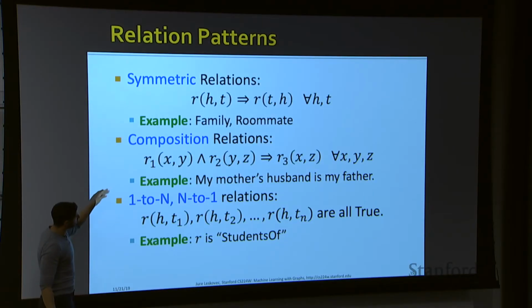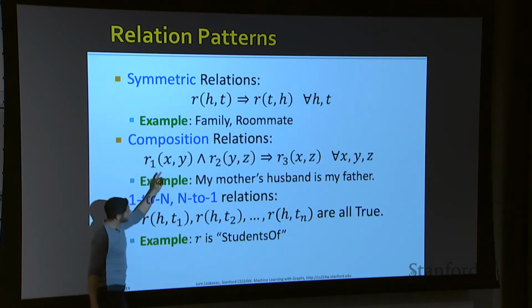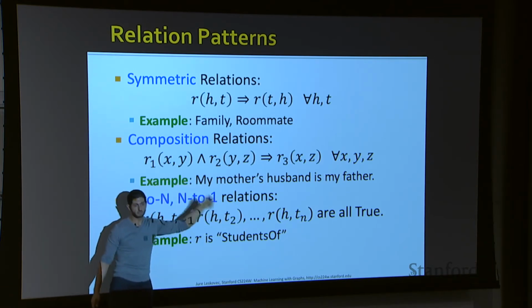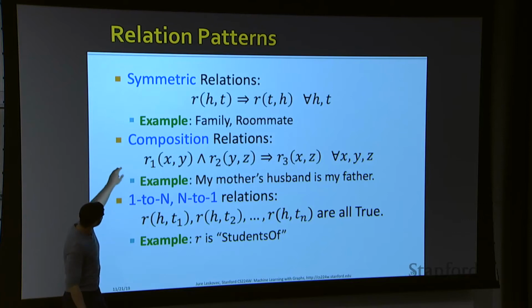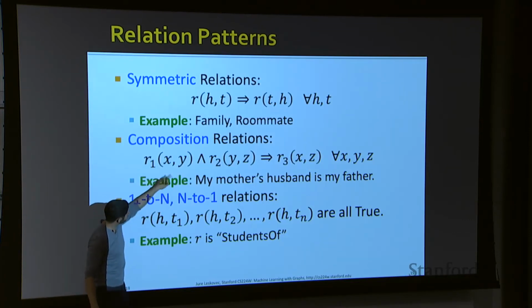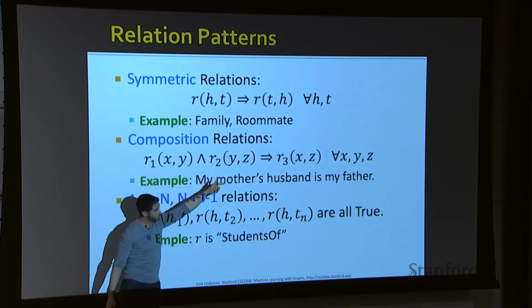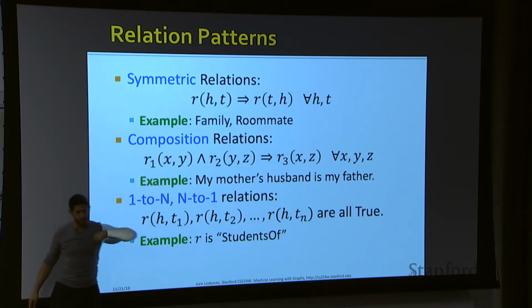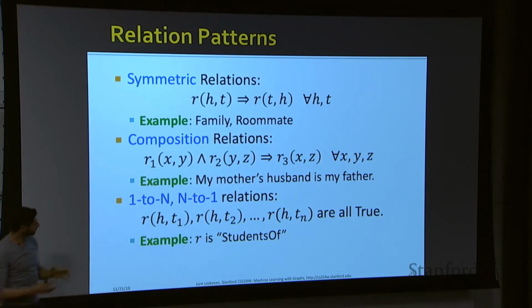Okay, some of these properties, for instance, you can think that the mother's husband is my father. So you can walk through these two relations in a row, or you can just say that our R3 is "this person is my father." This is how you compose two relations into one.